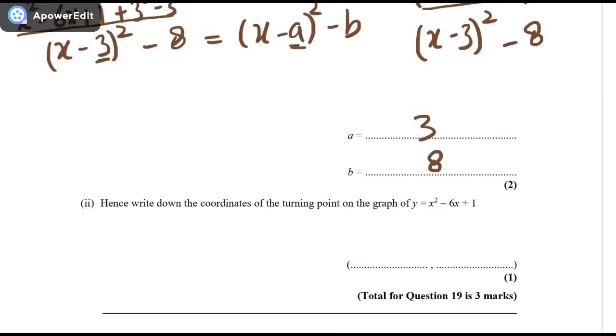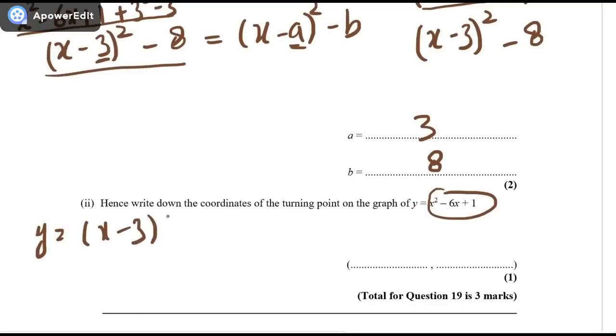For part b, we're going to find the coordinates of the turning point of the graph. When this question comes, it is always related to the a part. So we know the answer for this one, y is equal to x minus 3 squared minus 8. We need a whole explanation of how you find the turning point of the equation. This is positive, so the graph is going to be like this, so the turning point is going to be over here.